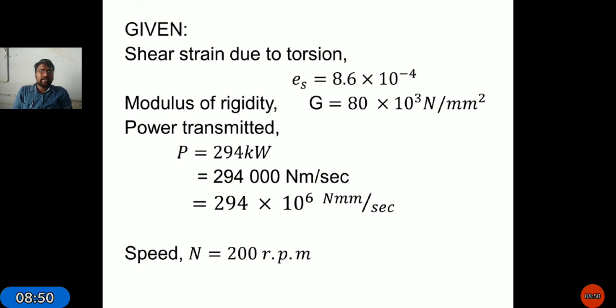Next, power transmitted, that is 294 kilowatts. We can convert 294 kilowatts in terms of Newton millimeter per second. Okay, 1 kilo means 10 cube and 1 meter means 10 cube mm. So by multiplying 294 into 10 power 6 we can convert kilowatts into Newton millimeter per second. Next, coming to the last one, that is the speed of the shaft. It will rotate at 200 revolutions per minute.